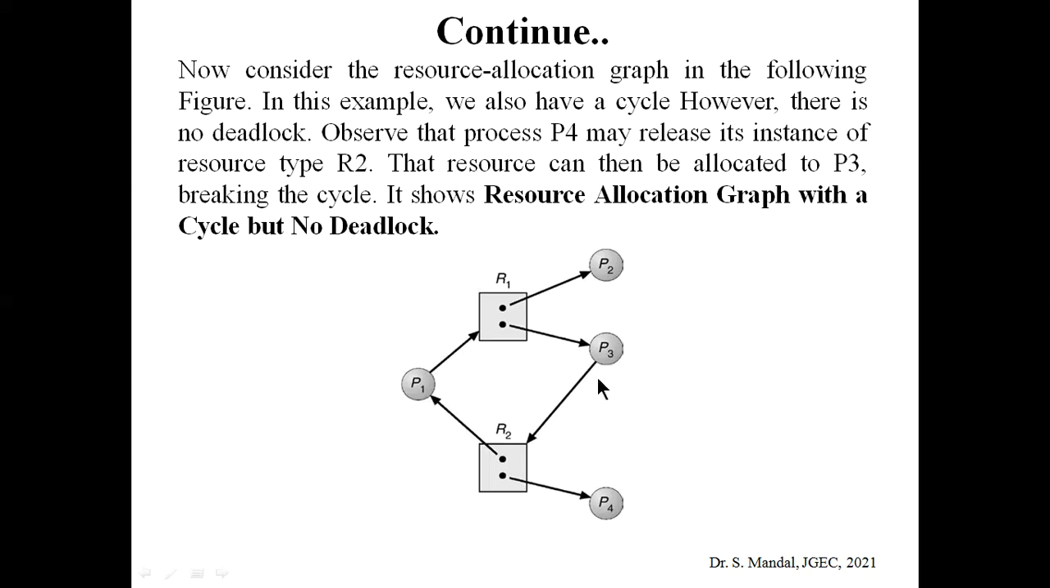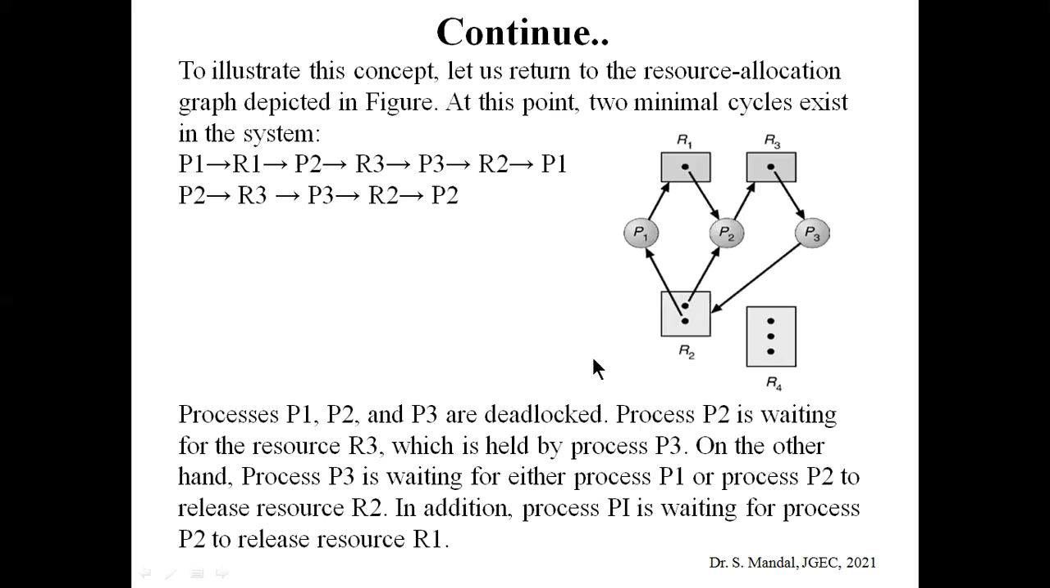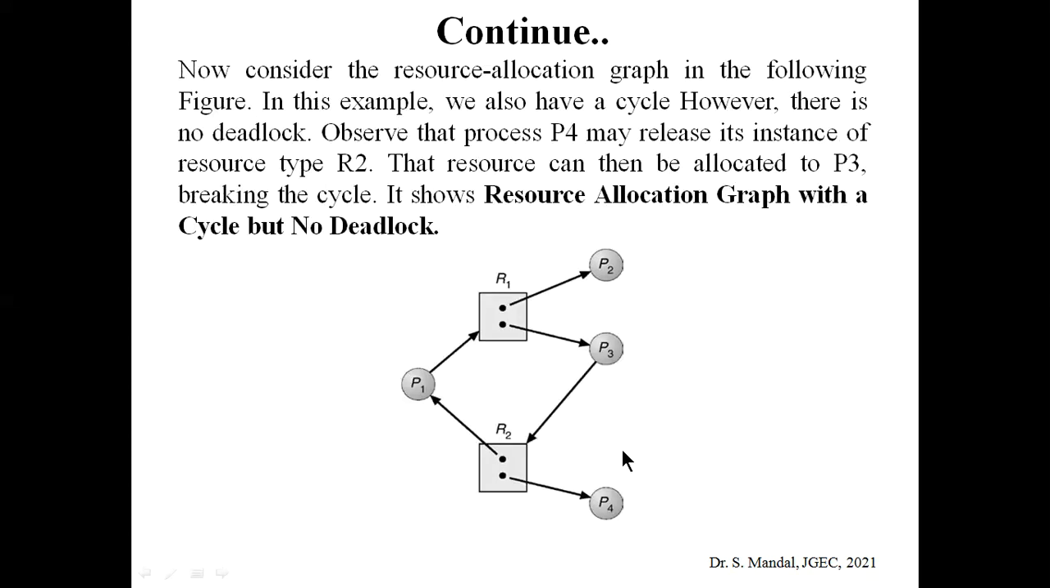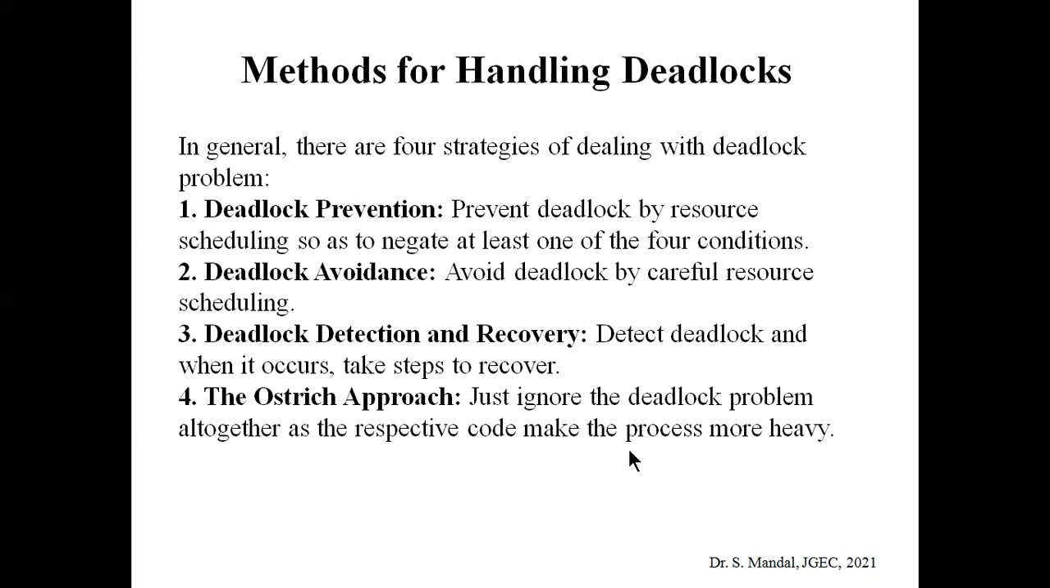So these are the two scenarios. In the first scenario you can see that deadlock occurs where there is a cycle, but in the second case there is a cycle in the graph, but it will not be in the deadlock condition. Clear? So now, methods for handling deadlock. How can we handle the deadlock?